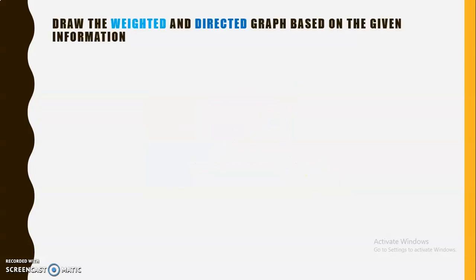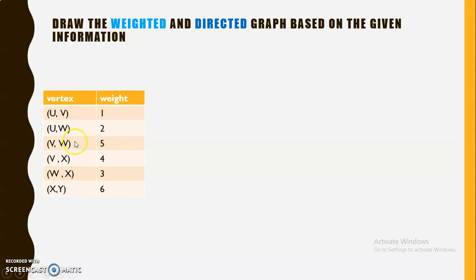How about this one? Draw the weighted and directed graph based on the given information. So just now it was undirected, now it is directed. So the same question I gave to you, now you have to draw the directions. So UV, as you learned before, it means you move to V. This one, the same question, you move to V. So the weight is 1.